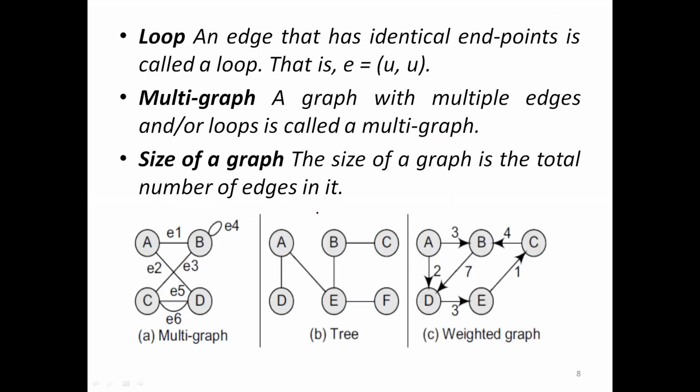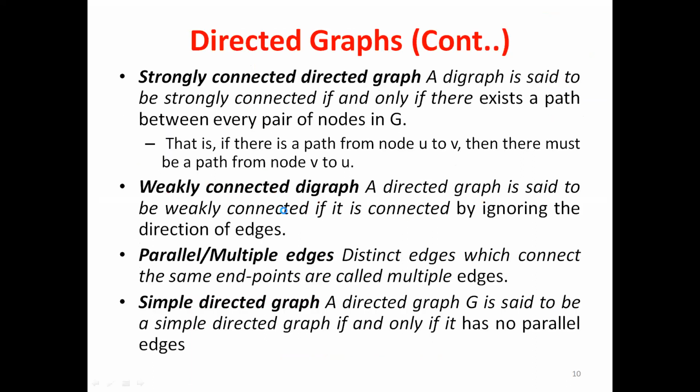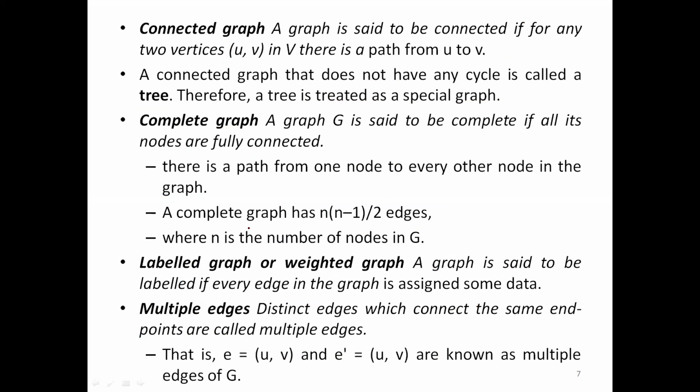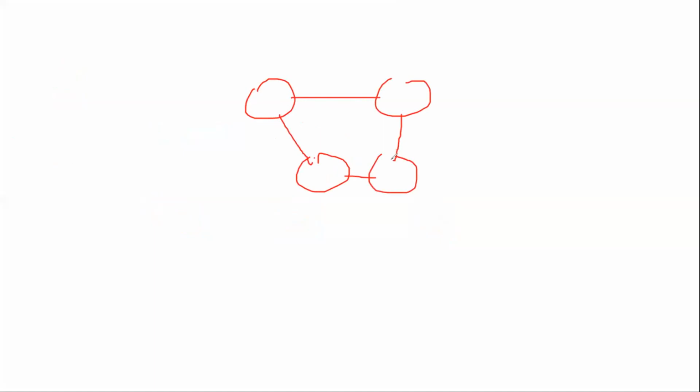A complete graph has n into n minus 1 divided by 2 edges, where n is the number of nodes in the G. I will explain this when it comes to the complete graph. It means that, for example, this directed and undirected graph. Let me share here also. Take this one, directed and undirected. So these are the nodes.